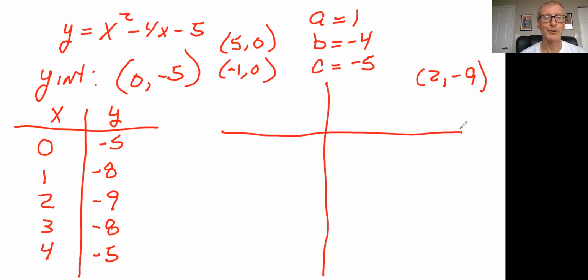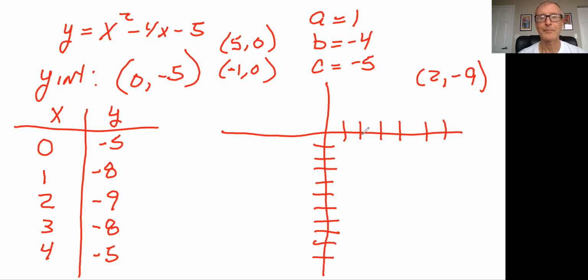I need more negative here, right? So 1, 2, 3, 4, 5, 6, 7, 8, 9, -10. And we're on the positive side here. So let's do a few of these.